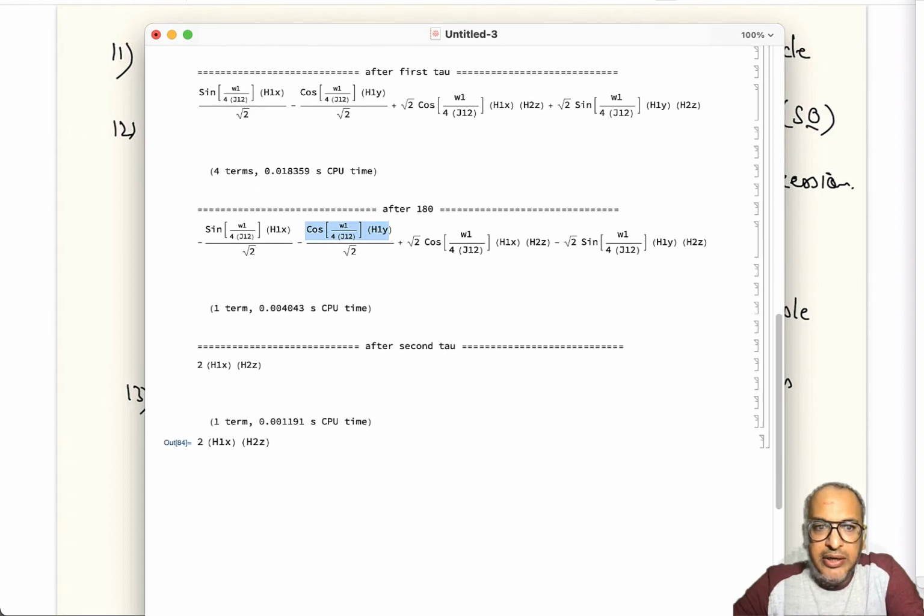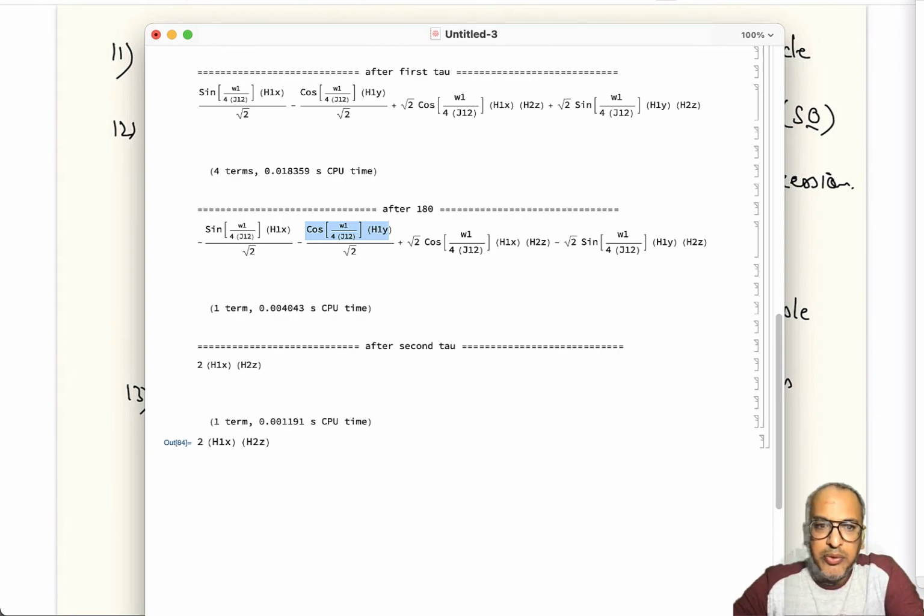Then after the second tau, you see that the chemical shift is now refocused, the coupling has evolved, and that's how you also have the H1x, H2z term now. So you started with H1y before the tau delay, and now you end up in H1x, H2z, right? And if you type observable, it does select this, because this is a single quantum antiphase term. So this is your final density operator.